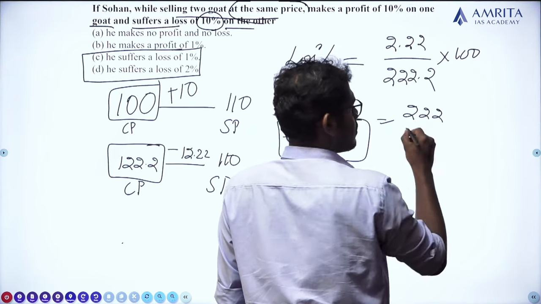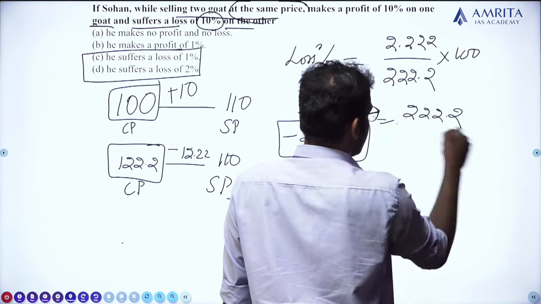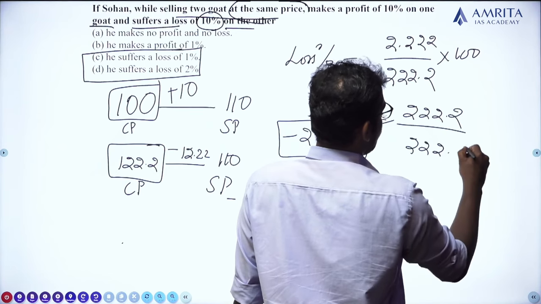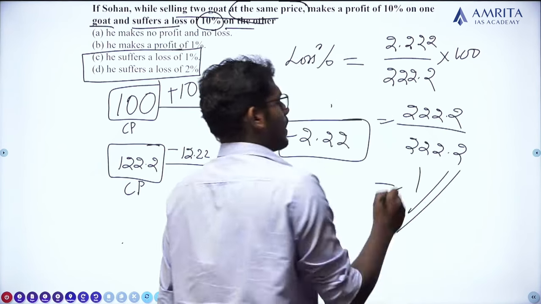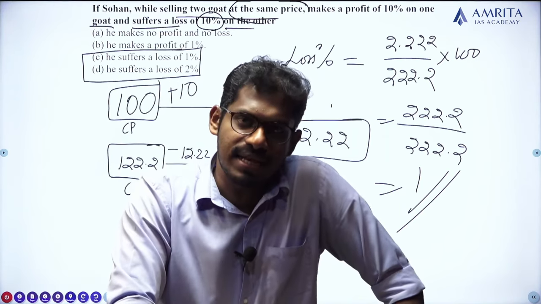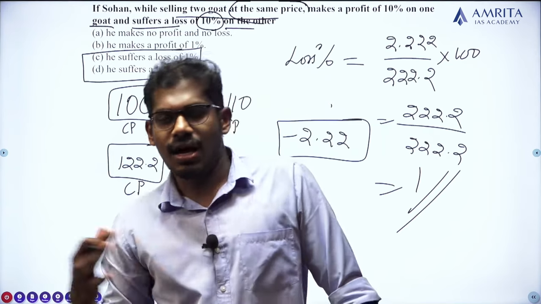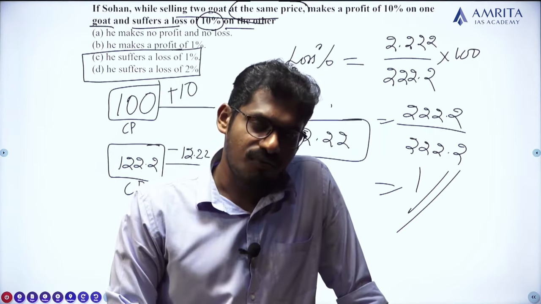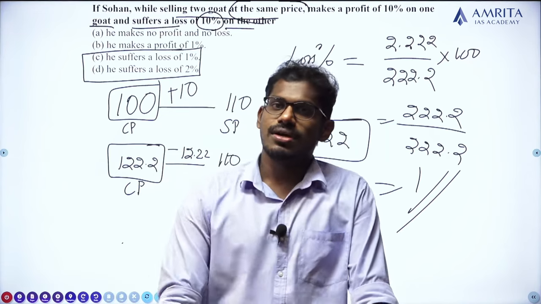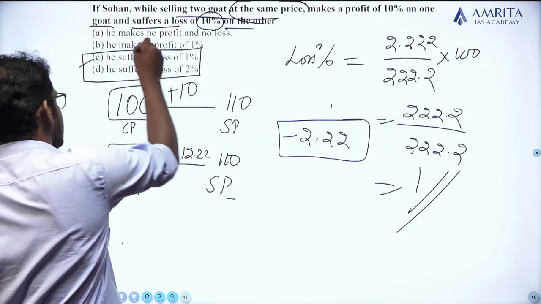222 into 100, it's actually 2.2222. So 222.2 divided by 222.2, so it is 1%. So the person Sohan has suffered a loss of 1% when he sold one goat at a profit of 10% and the other goat at a loss of 10% while the selling price remains constant. So the answer for the question is the person suffers a loss of 1%.